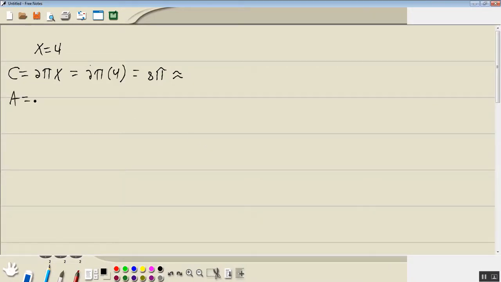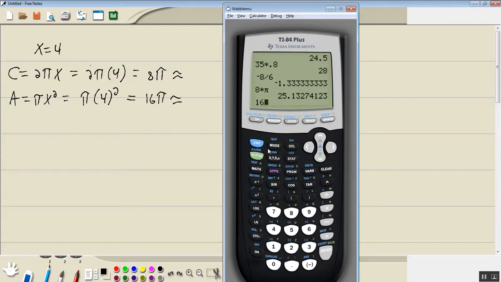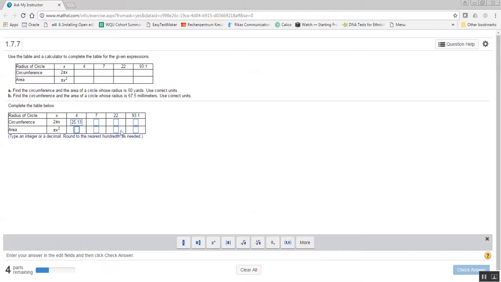Now for the area, our formula is pi x squared. So we're going to have pi, and we'll plug 4 in for the x. So we've got 4 squared. 4 squared is 16, so we'll have 16 pi, and we'll plug that in. 16 pi, 16, then second caret, and that gives us 50.27, rounded 2 decimal places. So 50.27.